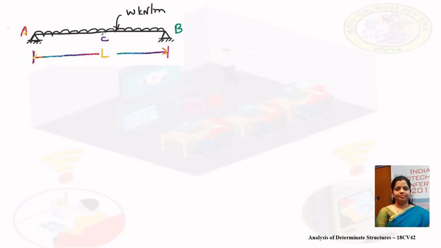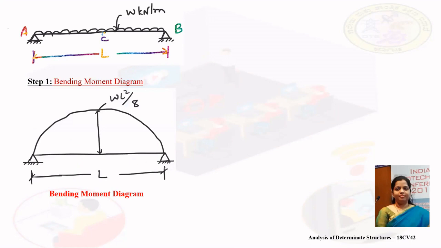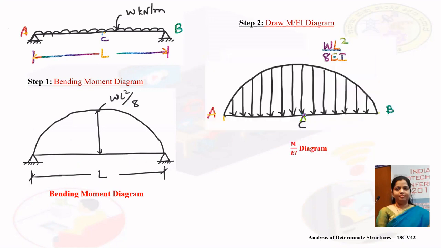Let me consider the real beam as it is given in the problem. For this, we will write the bending moment diagram. That is step 1. This will be our bending moment diagram. And next, we need to draw M by EI diagram. That is, moment divided by flexural rigidity of the beam, that is EI. Therefore, step 2 will be this one, M by EI diagram. It is WL square by 8 EI.